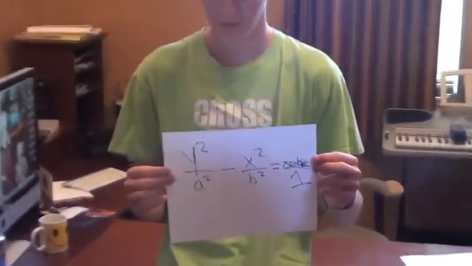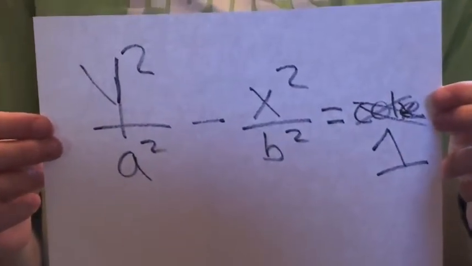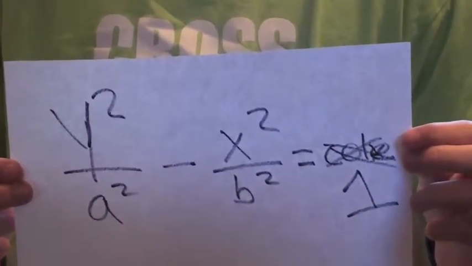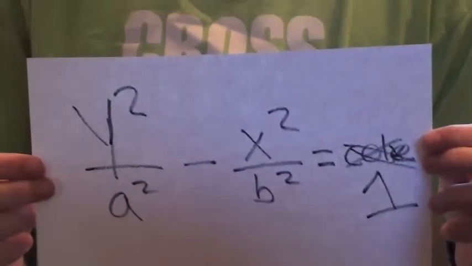For up-down hyperbolas, the equation is y squared over a squared minus x squared over b squared equals, Cole, I mean 1. Very well.